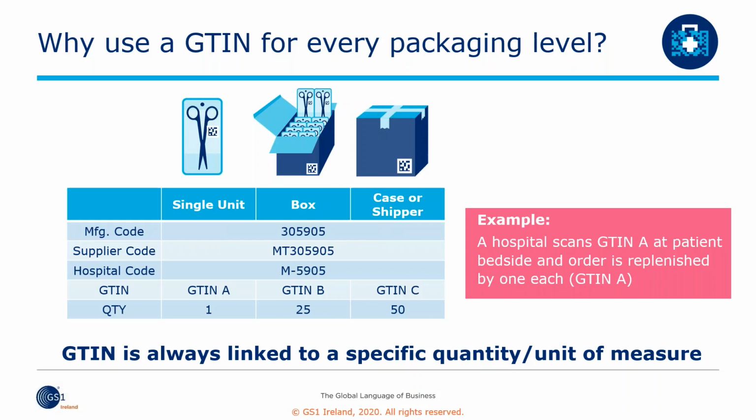So here you can see, as Amanda mentioned, that the GTIN means that you know that you're talking about a single unit, a box, or a case. In this case, the hospital scans GTIN-A at the patient bedside, and the order is replenished by 1 each, or 1 single unit. Often hospitals now will set up minimum order levels, so that, let's say, 10 of these are scanned, and then the hospital knows it's time to place an order with the supplier. That's set up in the background, but facilitated by having that hierarchy in place.